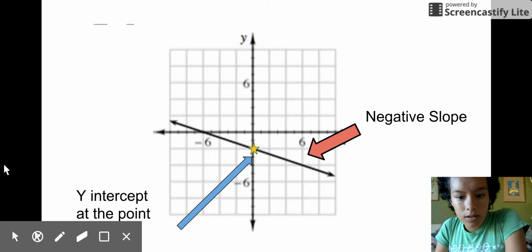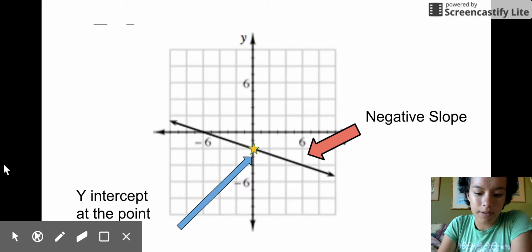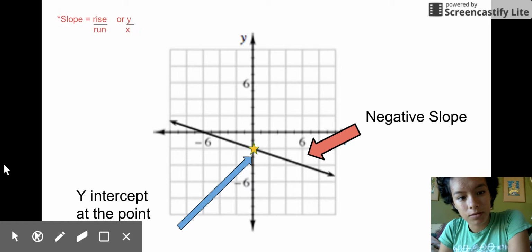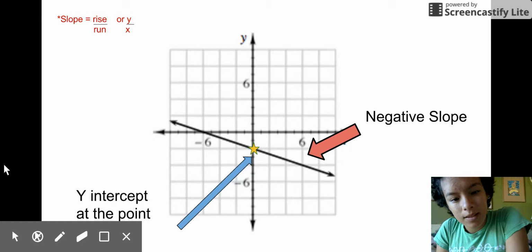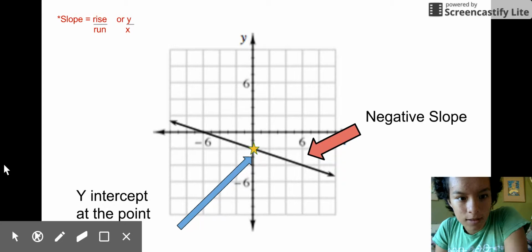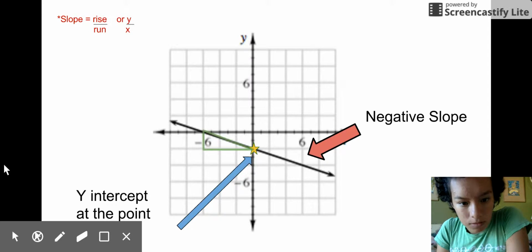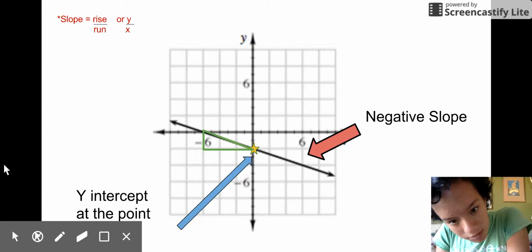So now, one last thing we have to find using the graph is our slope. So just as a review, slope is our rise over run, or the y value over the x value. We can use slope triangles to find the slope in this line. So the rise, reiterating, is the y value. So here's the slope triangle of this line.